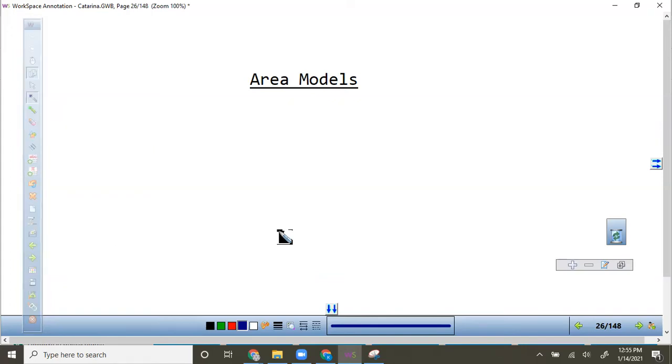Hi, everybody. This week we are going to be focusing on area models. Specifically, we're going to be multiplying algebraic expressions together, polynomials. We're going to get into all of that vocab over the next couple of weeks. But first of all, I want us to look at area models.